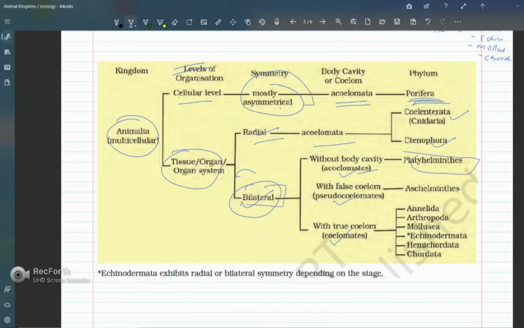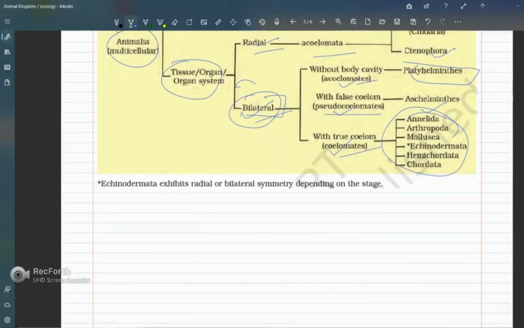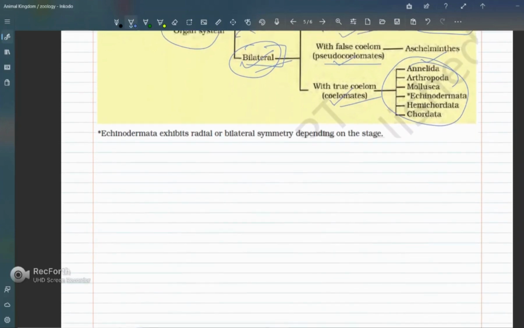Bilateral symmetry without coelom, it is a platyhelminth. Bilateral symmetry with a pseudocoelom, it is an aschelminth or a roundworm. Bilateral symmetry with a true coelom, it can be any of these. So this is how you have to remember this flowchart. This flowchart is very important because you can get a lot of questions based on it.